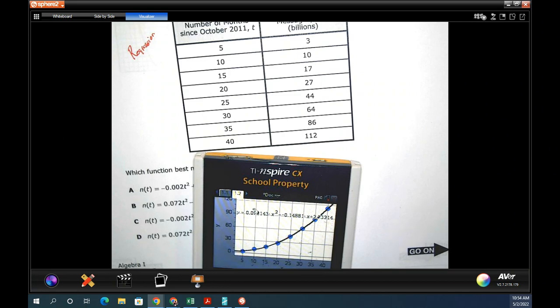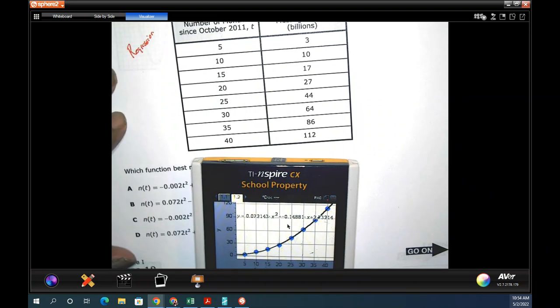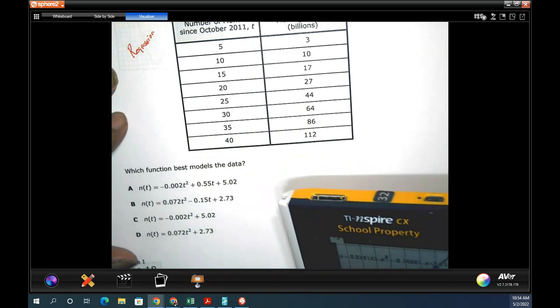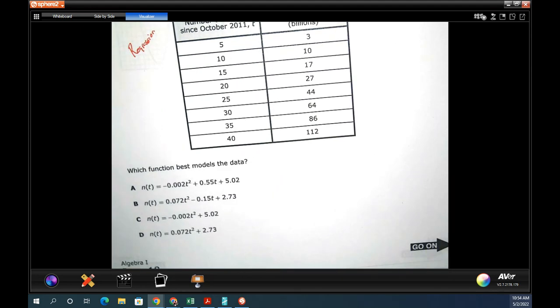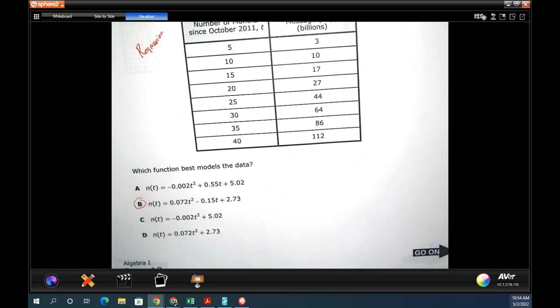So 0.072. It's positive. See that plus negative? That's going to be minus 0.15. And we got a 2.73. Was that complicated? You only change one thing. Show quadratic.